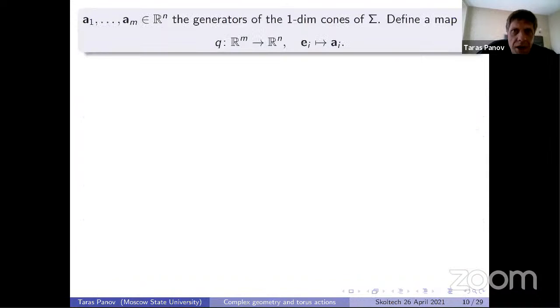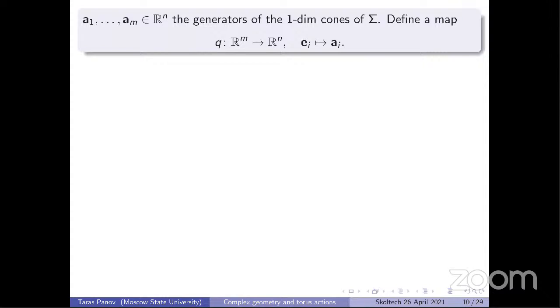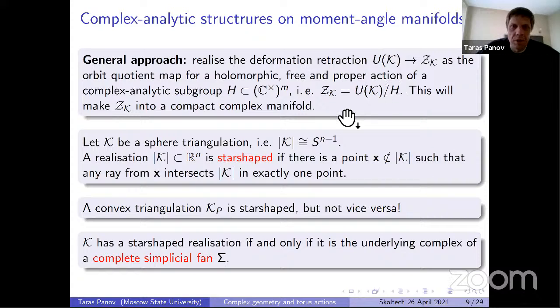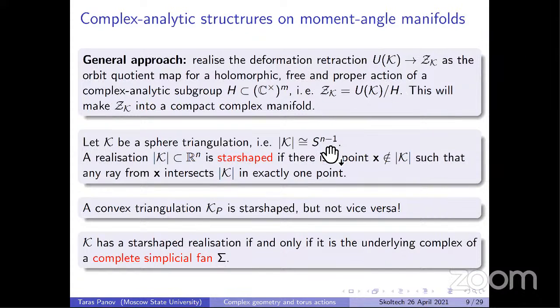Okay, so now. Sorry, can I ask a question about the previous slide? Sure. So what is a sphere triangulation whose underlying complex is not a complete simplicial fan? I'm struggling to imagine how to construct such an example.